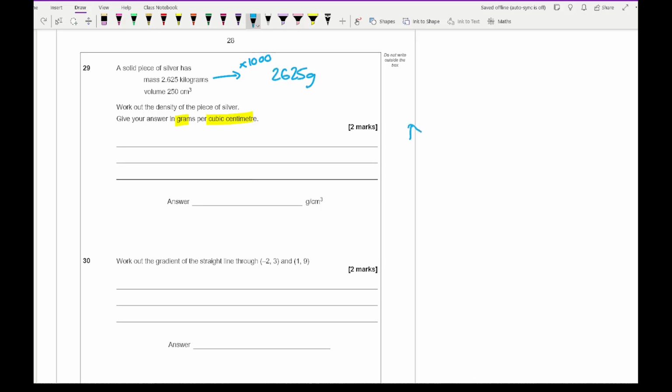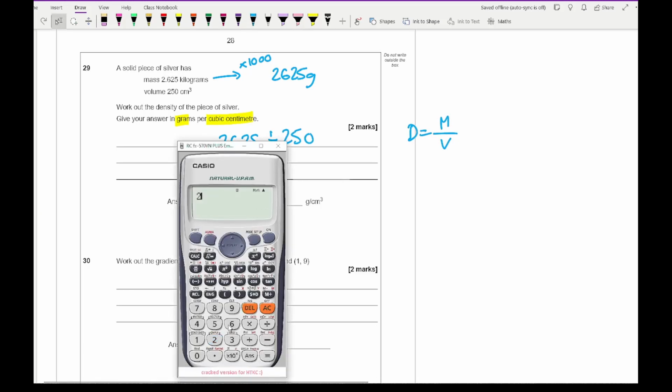Now density is mass over volume. So all I've then got to do is 2625 divided by 250. Let's quickly type that into my calculator. 2625 divided by 250 equals 10.5.